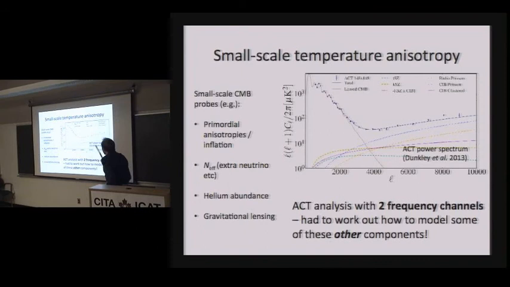This plot shows the 3-year ACT power spectrum. This gray line here is the same solid line that was plotted on the previous slide. You can see the data points, which haven't come up very clearly, clearly lie way above this gray prediction, down to scales of a few arcminutes and then small scales going this way. Why is that? That's exactly because there are all these other components. You can see 5 or 6 colored lines which start to dominate this damping tail.